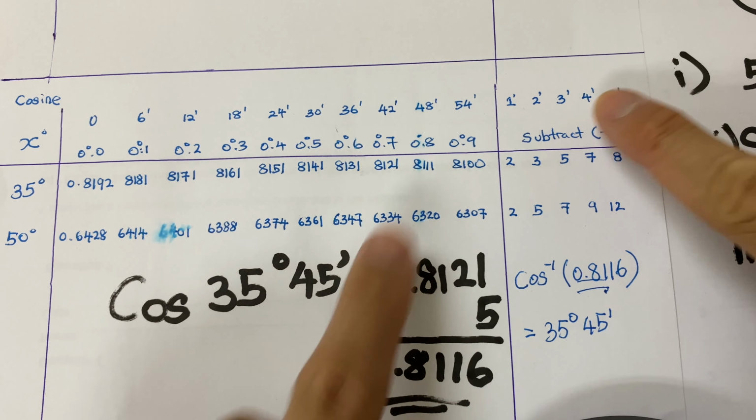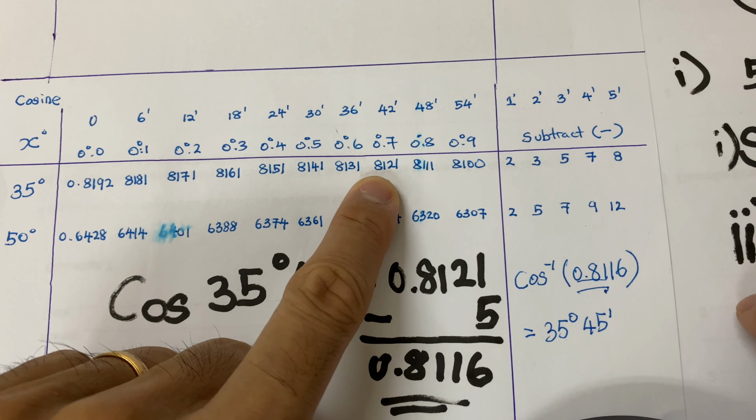So this is how to use the cosine table in the logbook. I hope this video helps you.